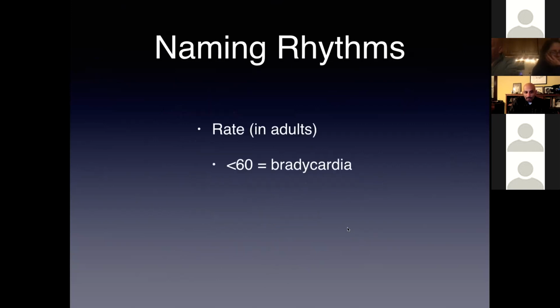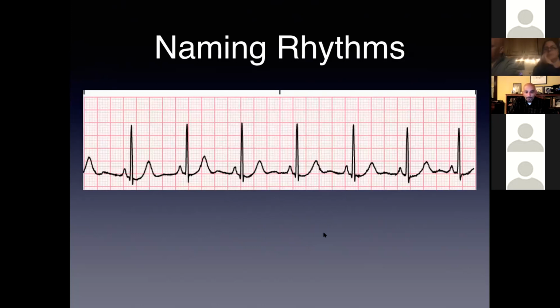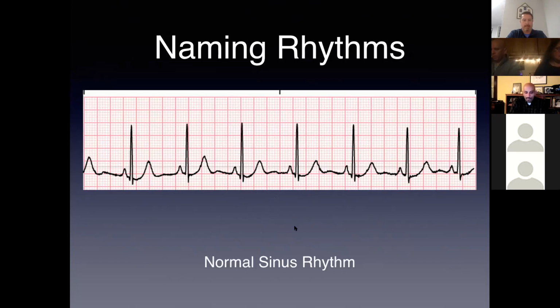And then the rate in adults is going to be, if it's less than 60, we're calling it bradycardia, right? 60 to 100 is normal, and greater than 100 is tachycardia. With that combination, you can name just about every rhythm there is. Where did it come from, and how fast or slow it is. So let's do it. What do we have here? Normal sinus, right? And when we say normal sinus, that means it's between a rate of 60 and 100. So this is normal sinus rhythm. It's got its name normal because it's between 60 and 100, sinus because it's coming from the SA node.